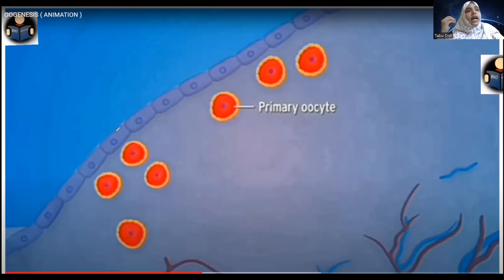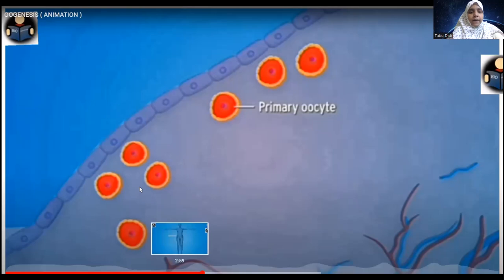Oogenesis pe poochte hai, structure of the graafian follicle, describe and explain. Okay, so you need to know this concept thoroughly. Sometimes they might ask you difference between spermatogenesis and oogenesis. तो ये सारी चीजें आपको याद होनी चाहिए. फाइन, चलो आगे बढ़ते हैं. मैं थोड़ा सा रिप्ले करती हूँ.